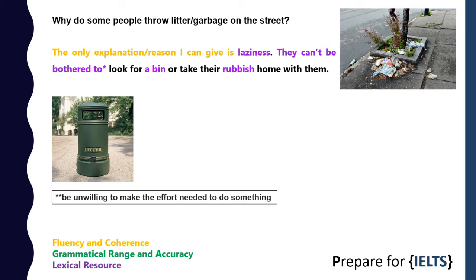They're too lazy to look for a bin, and a bin is what we have here in the picture, and it's where we put our rubbish. I think in the US they call it a trash can. You can call it a trash can or a bin, a rubbish bin. Rubbish is another word for litter or garbage.